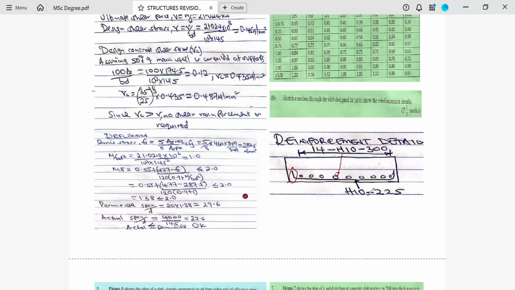And then this H10 at 250 refers to this, because they are running parallel to the span.